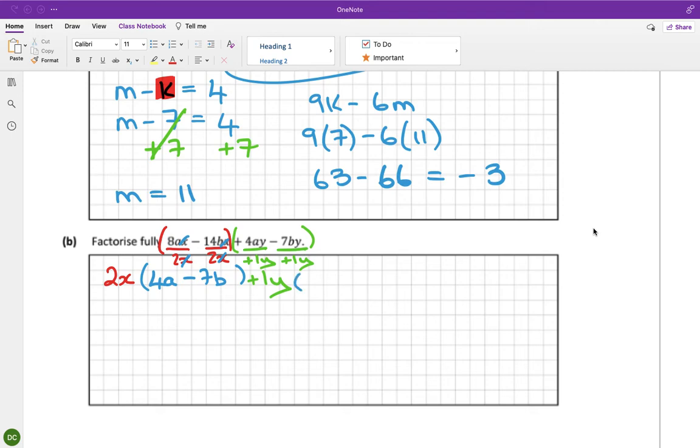Okay, so the first one there is 4 divided by 1 is 4. The y's cancel, and I'm left with a. The second one, I have a minus and a plus, which is a minus. 7 divided by 1 is 7, and the y's cancel, leaving me with b. Oh, and that just worked out. They match. So 4a minus 7b is my matching bracket, and then 2x plus 1y is my highest common factor.